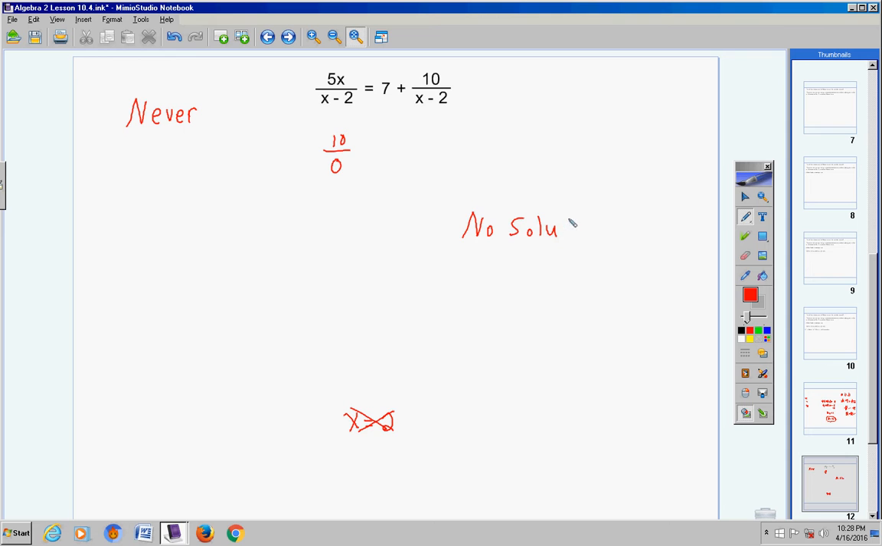So, Mr. Error, you're saying there's no number ever in our entire number system that will satisfy this equation? That's correct. Will not work. No solution. Okay? Let's try 2 more of these.